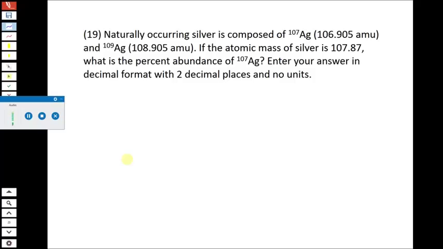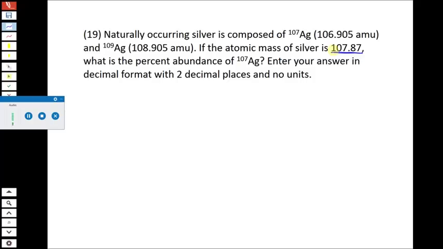So silver has primarily 2 isotopes, 107 and 109, where again, this is the mass number that tells you the number of protons plus neutrons. So these have different numbers of neutrons in the nucleus. They have their associated masses individually as 106.905 and 108.905. If the atomic mass of silver is 107.87, what is the percent abundance of 107 silver?